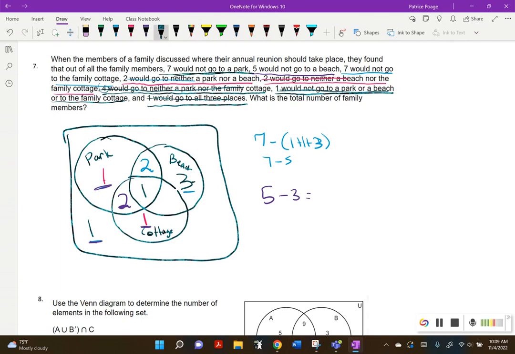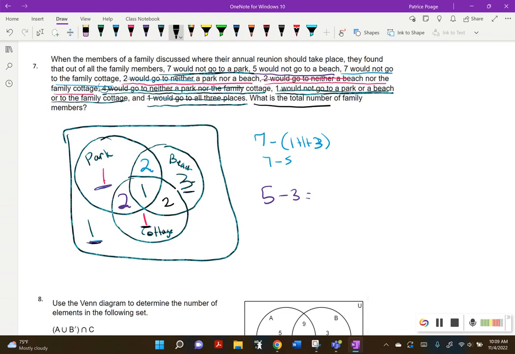And then it says 7 would not go to the park. And so completely cover up the park circle with your thumb. And that means these other 4 numbers will add up to 7. But right now we have 1 plus 1 plus 3. So they only add up to 5. So that leaves 2 people right there.